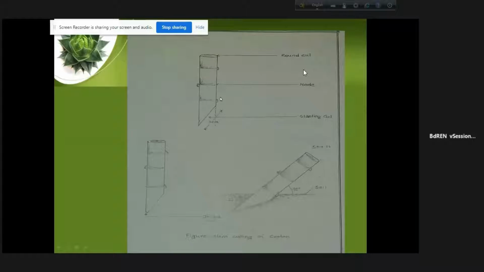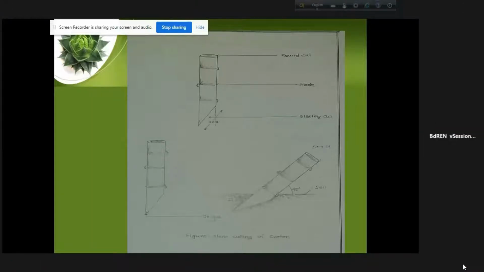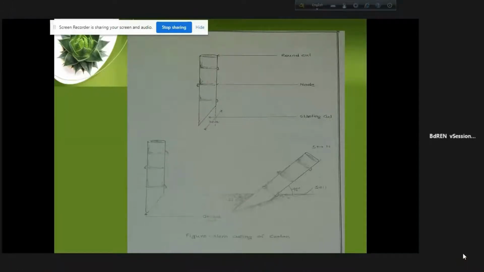And in the node, there is another term I will tell now, that is bud. Have you heard this term bud? Anyone? Yes, sir. What is bud? Can you tell? Sir, from where the new branch is produced? Yes, from where? Which will actually produce new branch. That is called bud. Every branch is produced from a single bud. And bud remains in the axil.